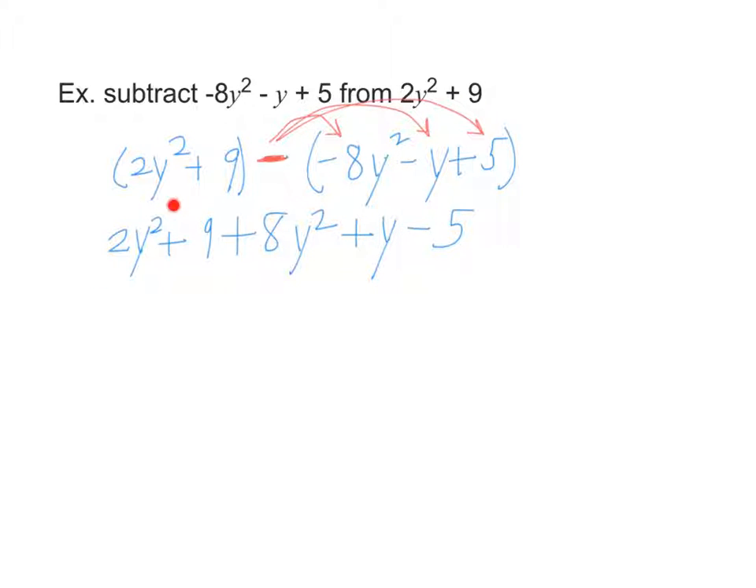Combining like terms together, this 2y squared and 8y squared will combine as 10y squared. I have only one term that's just a plain y, so I'll stick that in the middle. And finally, the numbers 9 and negative 5 combine together as 4. 10y squared plus y plus 4.